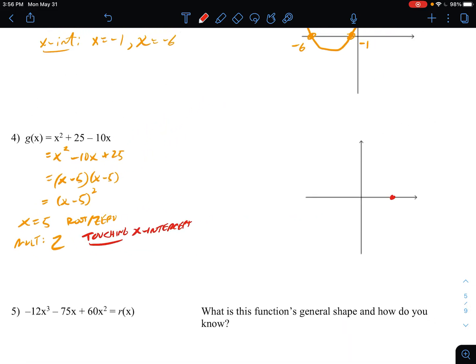So here we have a touching x-intercept at 5. Our end behavior is like x squared, which would be positive over here and positive over here. So the graph looks like so. When I get to this x-intercept, I'm not going to cross through. I'm just going to bounce off the x-axis like so.